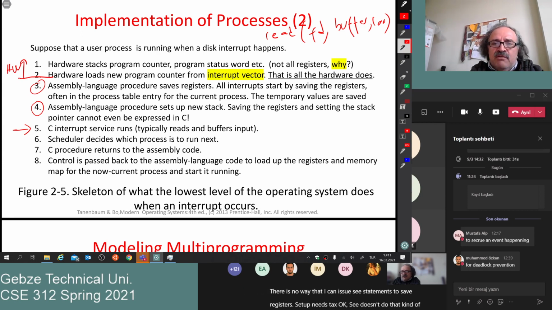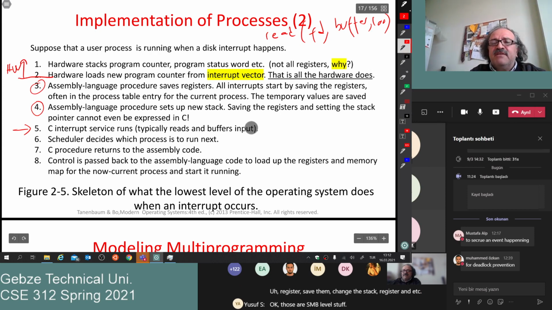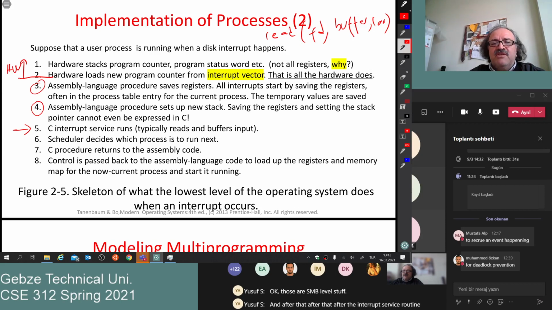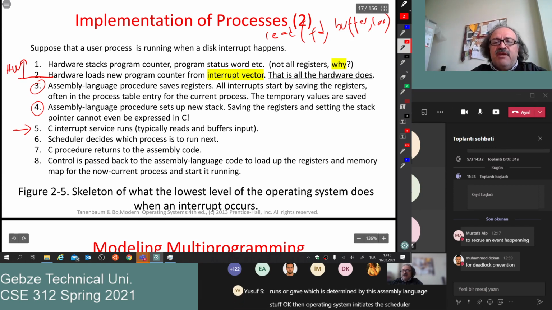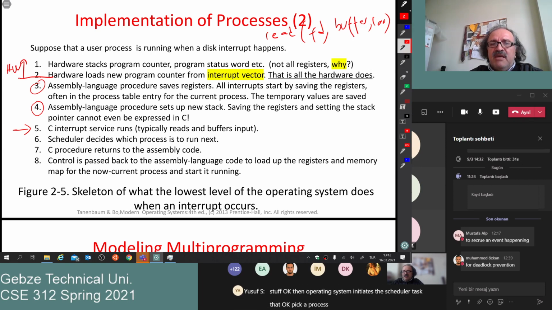C runs low-level code, but C is not that low level to change the values of the registers, save them, change the stack register, and so on. Those are assembly level stuff. And after the interrupt service routine runs, which is determined by this assembly language stuff, the operating system initiates the scheduler, which picks a process from the ready queue so that I can run it.